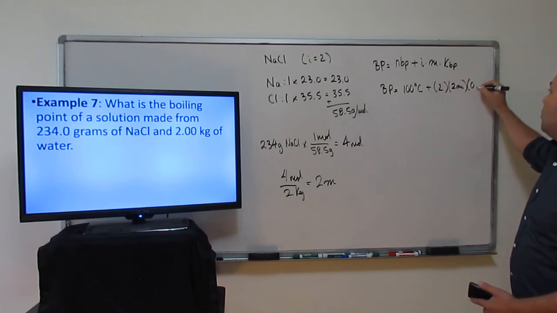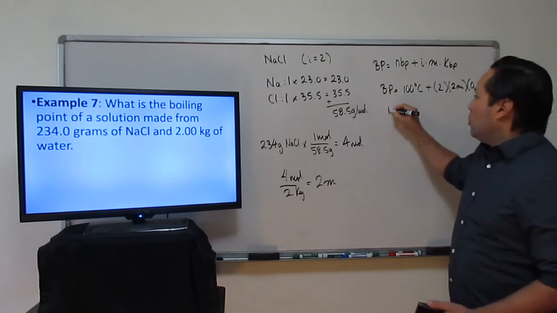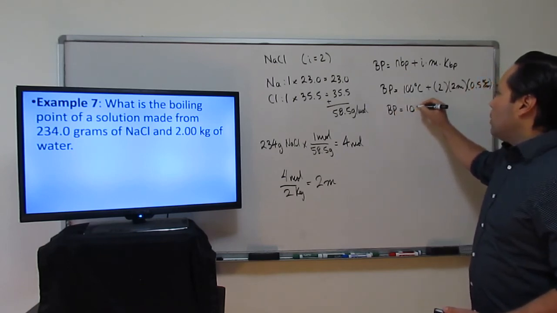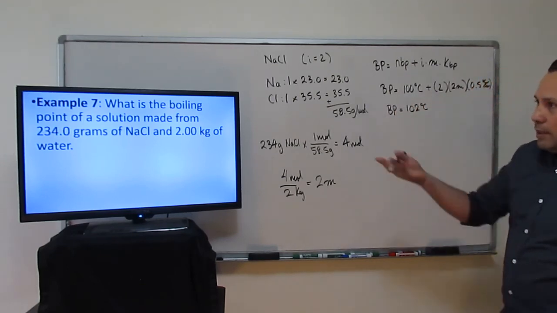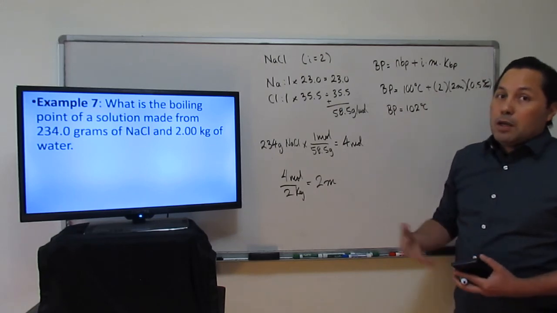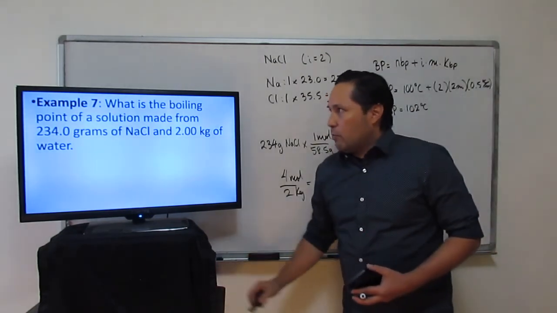The constant for the boiling point of water is 0.5. So it's going to give us an elevated boiling point of 102 degrees Celsius. Alright, that's the answer for example 7. Next, let's go ahead and take a look at example number 8.